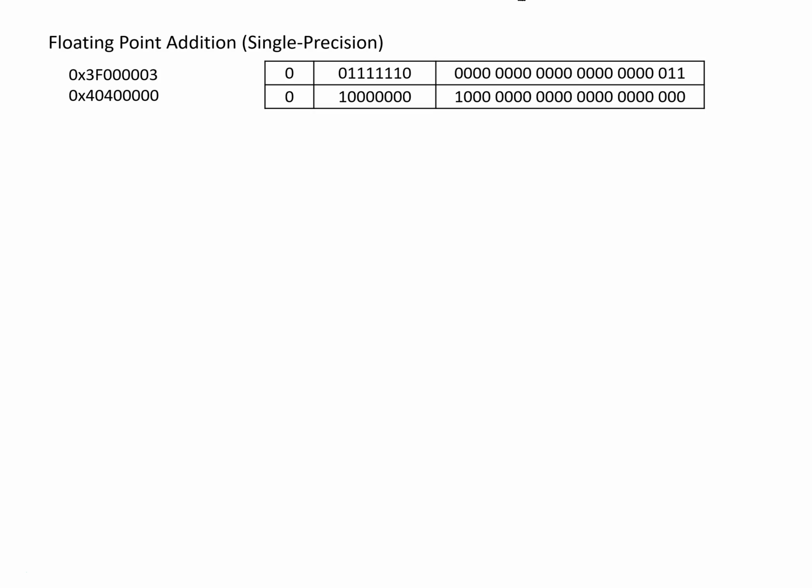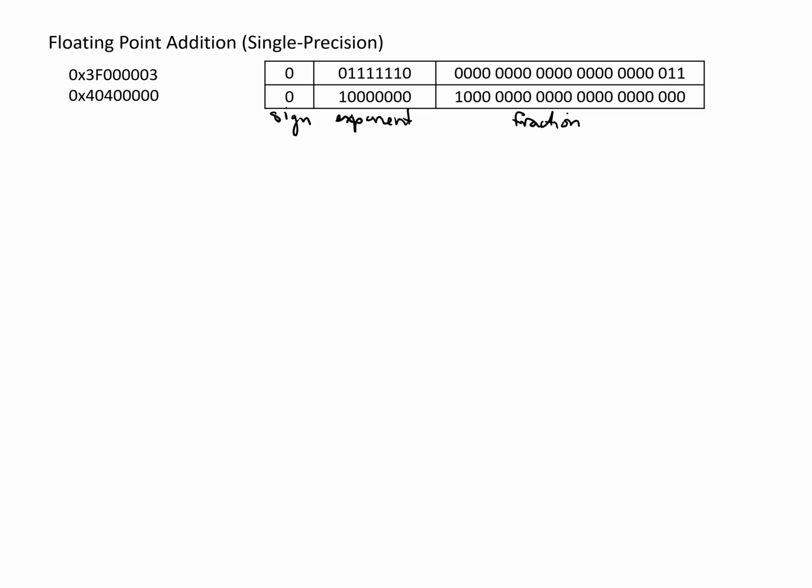And so the first thing that we need to do is break these apart into their three different components: the sign, exponent, and fraction component. And so this breakout here shows the sign, the exponent, and the fractional portion of the numbers.